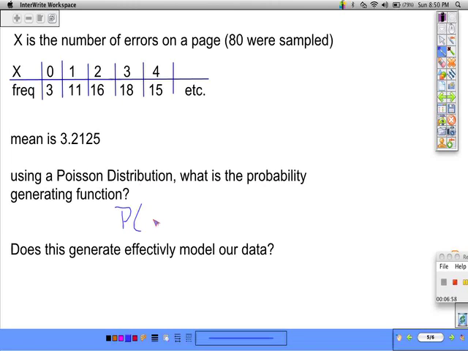So the probability that X is equal to any particular x value is equal to e to the negative 3.2125 times 3.2125 to the x over x factorial. And now this is saying, does this generator effectively model our data? And we can check that using our calculator.